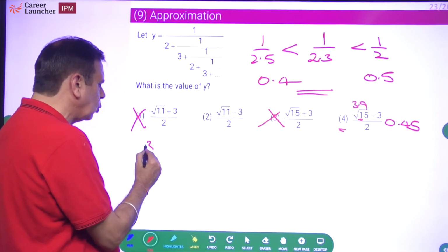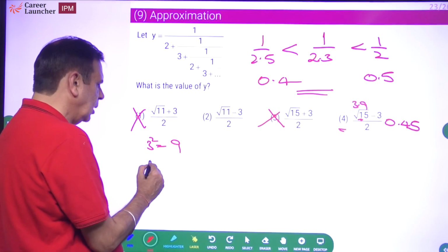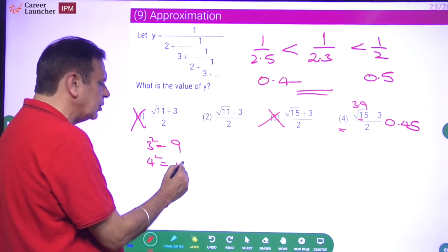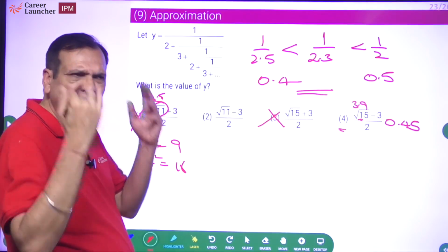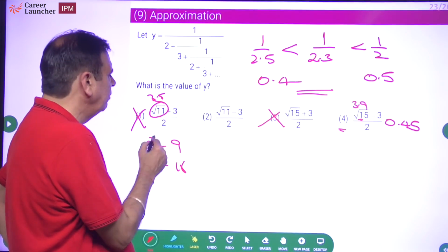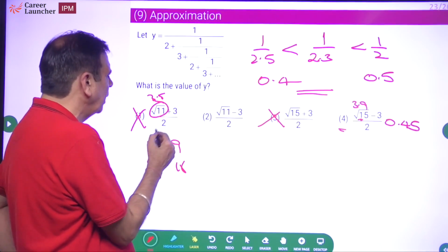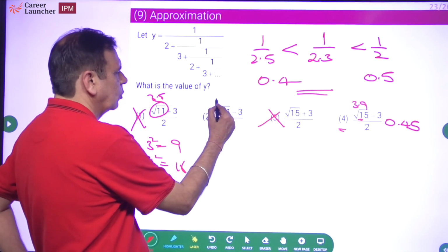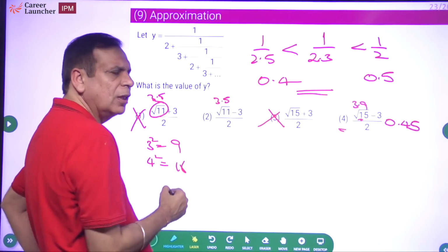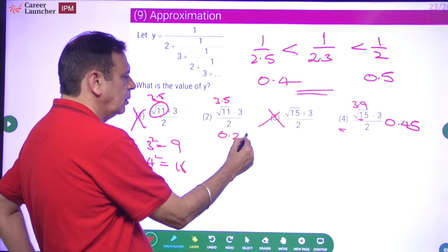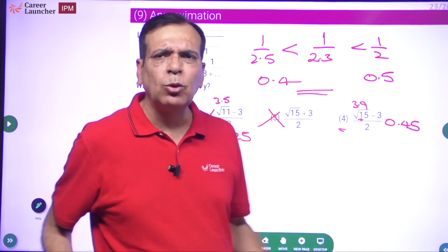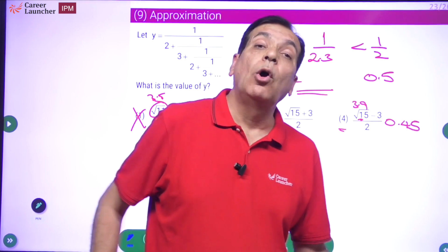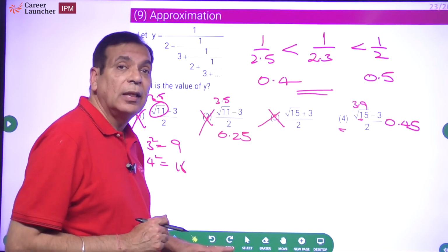Okay, you know 3 square is equal to 9, and you know 4 square is equal to 16. So can I say this should be approximately 3.5? Approximately. So if it is 3.5 plus 3, 6.5, not this one, sorry. This one, 3.5 minus 3 is 0.5 by 2, 0.25. Less than 0.4, wrong choice. Who's got the time to solve? So this also means you should be thorough with your calculations.